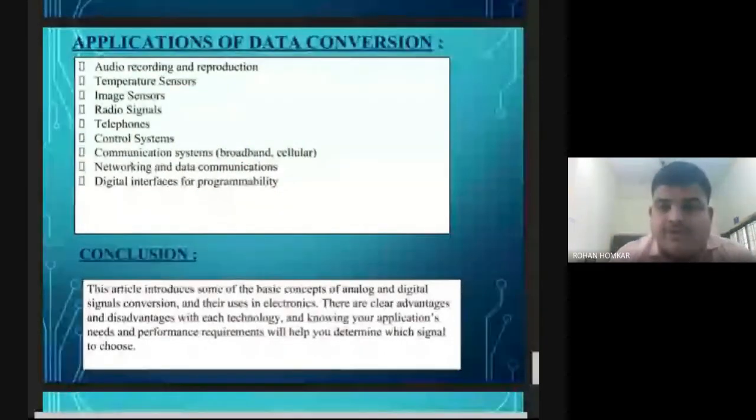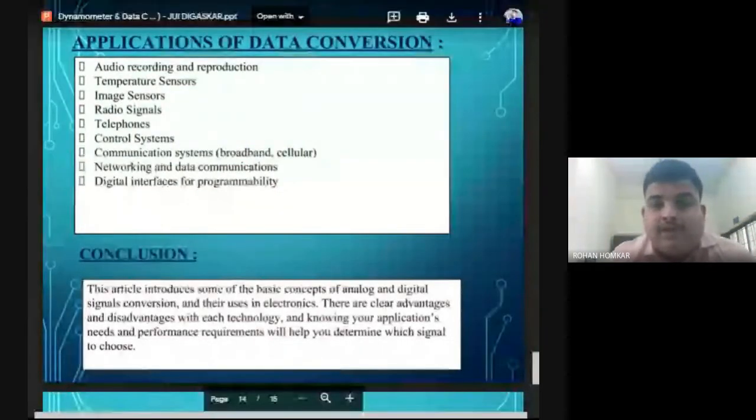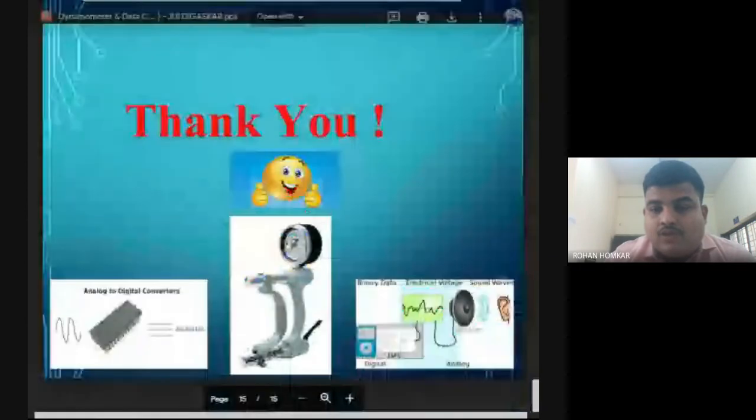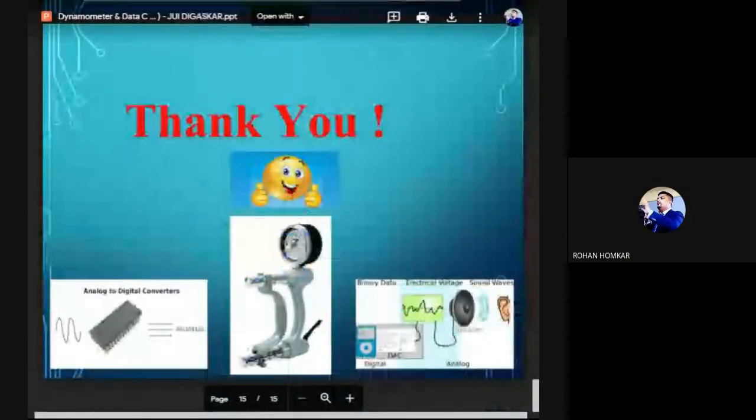Okay, so image sensors is also one of the applications of these data conversions. Then telephone control systems, communication systems, networking and data communication. So these are all the applications of data conversion. So I hope this point is clear to you everyone, and we are almost 100% done with our syllabus. And if you have any doubt related to any topic, make sure you follow the study material which is given to you. It has every PPT.